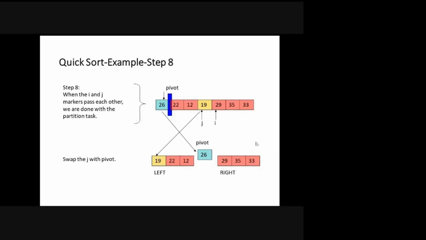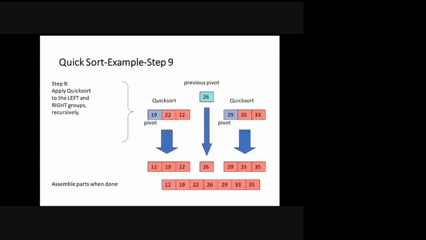I am not going for the right group yet. So in this case again j and i will be crossing each other. When j and i cross, you have to interchange the pivot and j, which is now 12. So 12 will come here and 19 will come here. So 19 will now be standing as a separate element over here, 12 is separate over here, and 22 is separate over here.